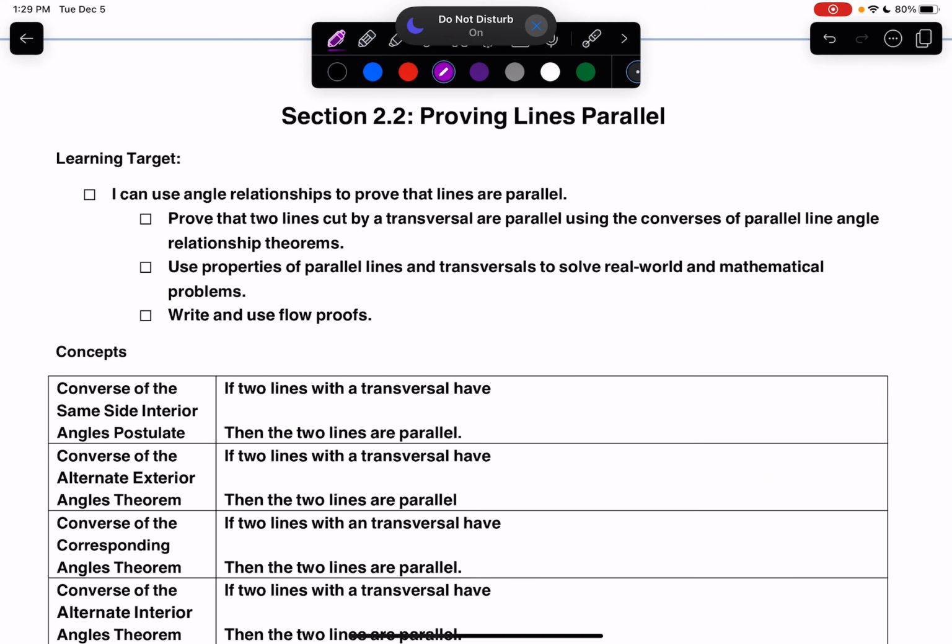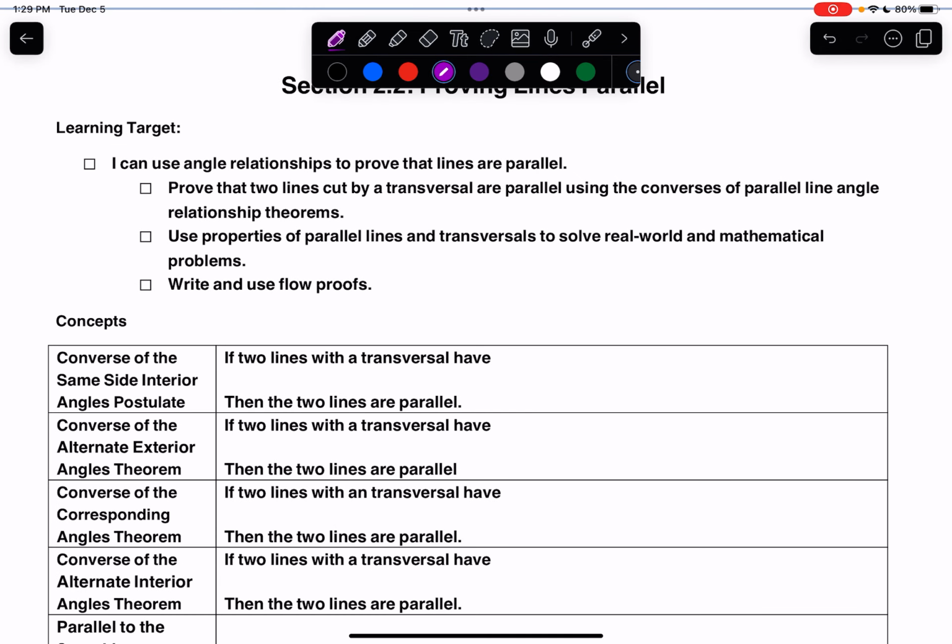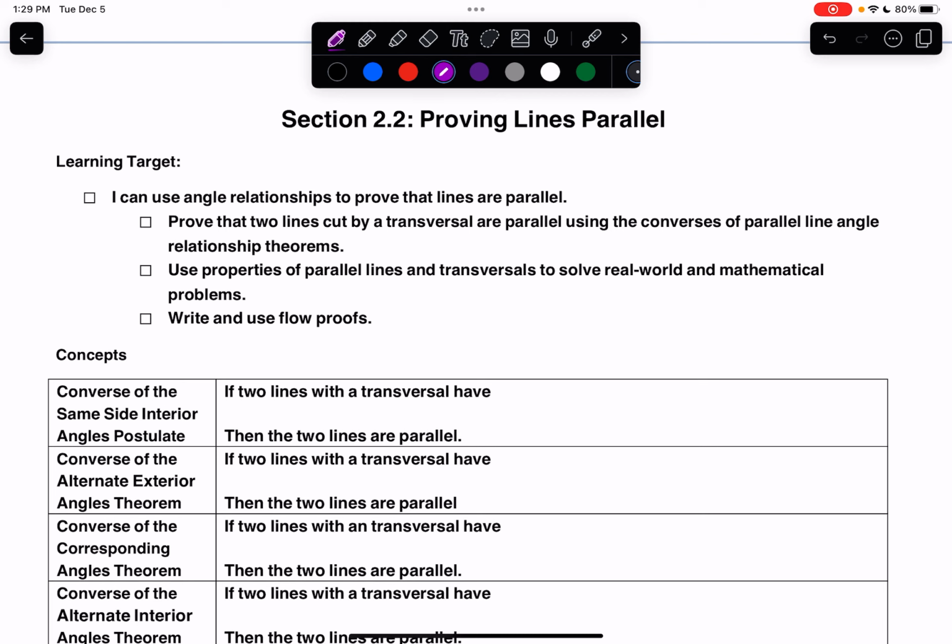Hi everybody. It is time for us to look at 2.2 about proving lines parallel. So in this section, we're kind of going to do the opposite of what we did in the last section. Last time we said if we have two parallel lines, then we know these things about the pairs of angles.